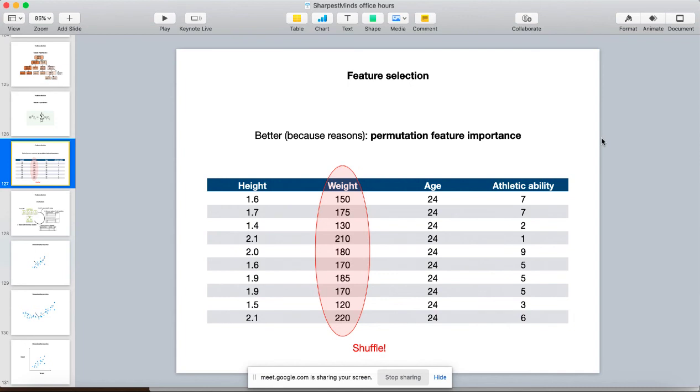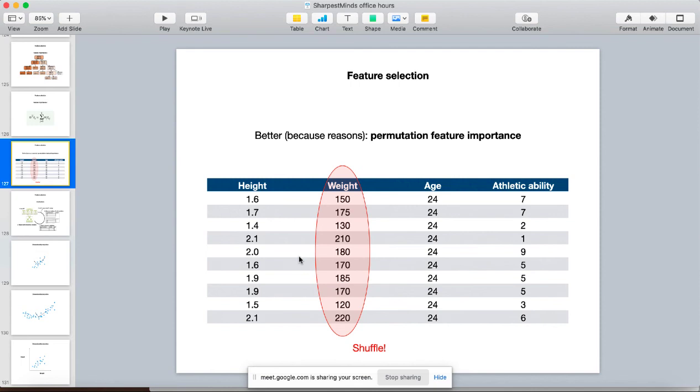So again, we're looking at our familiar data set of height, weight, age, athletic ability. I guess here I have that redundant age column. So, I mean, yeah, we probably would have just dropped that earlier. But anyway, here's what we're going to do. We're going to train our model, but before we train it, we're going to pick one of these columns, and we're just going to shuffle it.